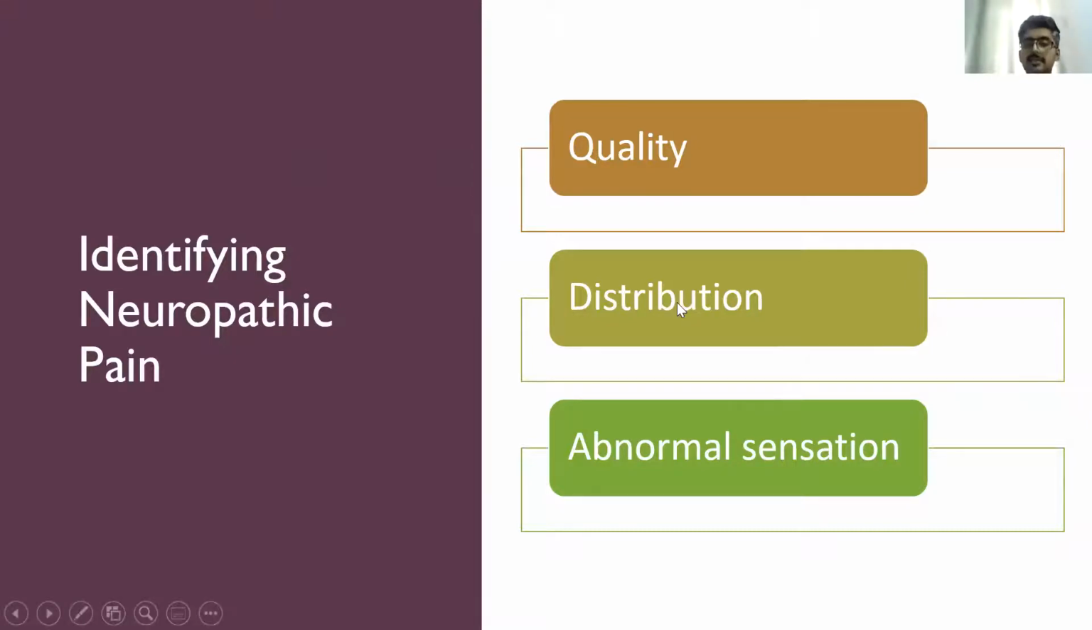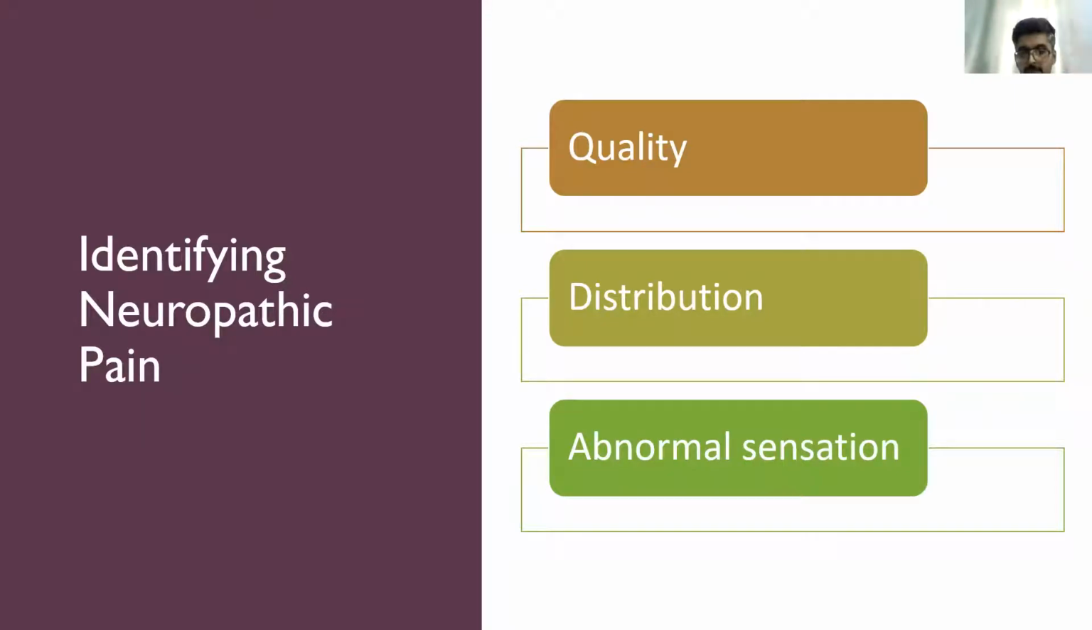Second would be distribution. Typically, if a particular nerve is affected, the pain is distributed over that particular nerve's distribution area. Abnormal sensation is another important thing. There can be some paresthesias there. Two other important clinical signs that we can elicit are allodynia and hyperalgesia. Hyperalgesia is basically increased sensitivity to pain. For normally less painful stimuli, the patient actually perceives it as very painful. Allodynia is perception of a non-painful stimulus as a painful stimulus. Suppose we touch the patient, he may perceive it as pain. Stroking the skin can be perceived as pain. With hyperalgesia, a small prick can be very excruciating for the patient. So all these things point towards neuropathic pain.